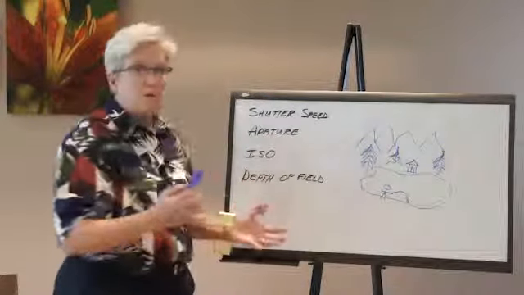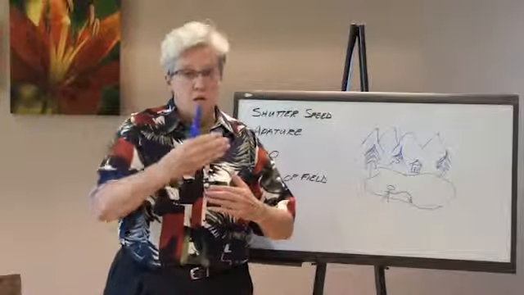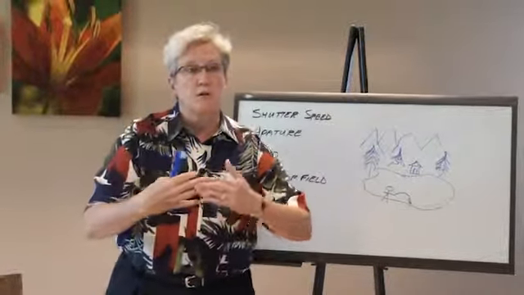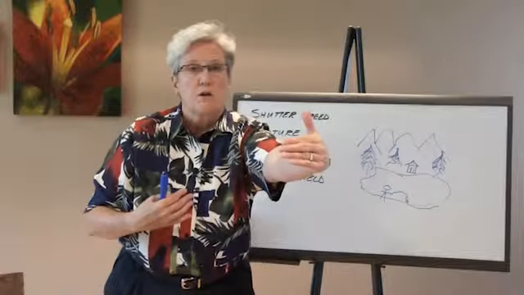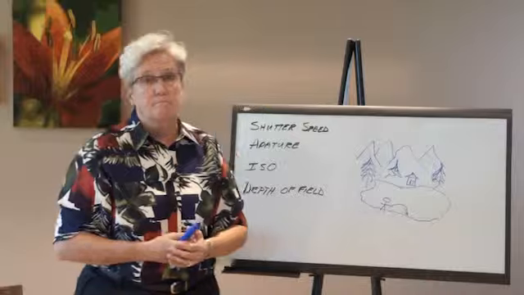So depth of field refers to the distance from you, the camera, or from your subject that you're photographing, clear back however far you want to go. That's called depth of field.